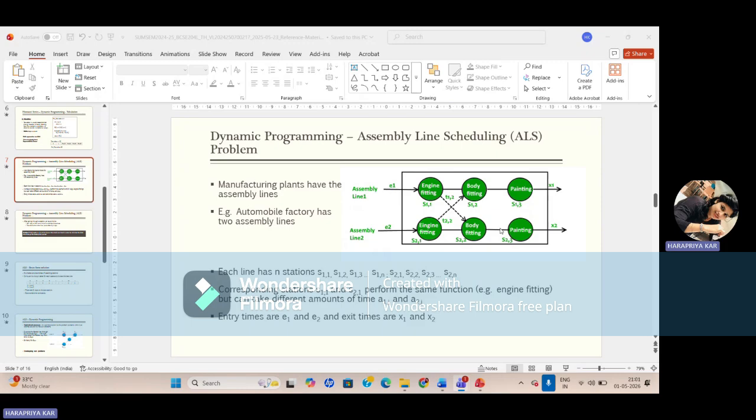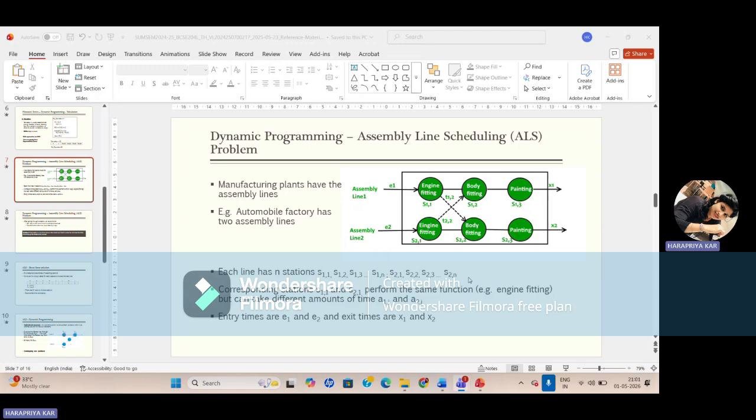Each line has n stations. Line 1 has stations S1,1, S1,2, S1,3 up to S1,n, and the second line has S2,1, S2,2, S2,3 up to S2,n. You can take any number of stations, N stations, depending on your question, and you have to analyze how to apply it.